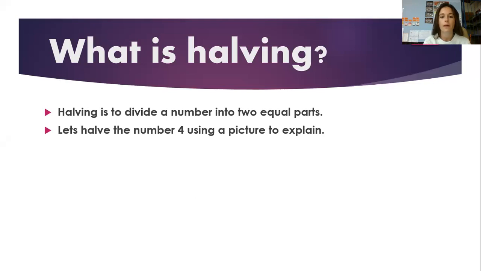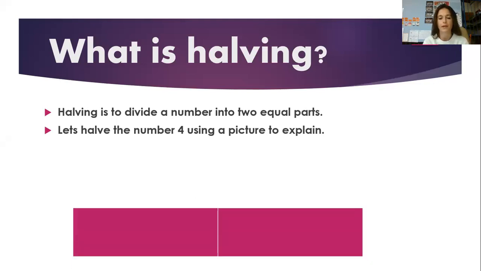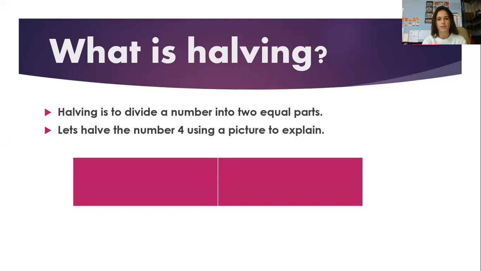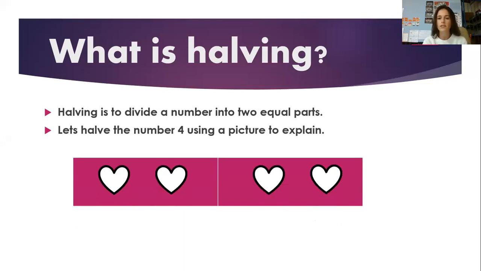Let's halve the number 4 using a picture to explain. So you can see there are my two halves. Each block is a half. And we're going to share 4 hearts out. So we've got one heart on the one side, another in the other. And you can see that on each side there are 2 hearts. So we've split the number 4 evenly.